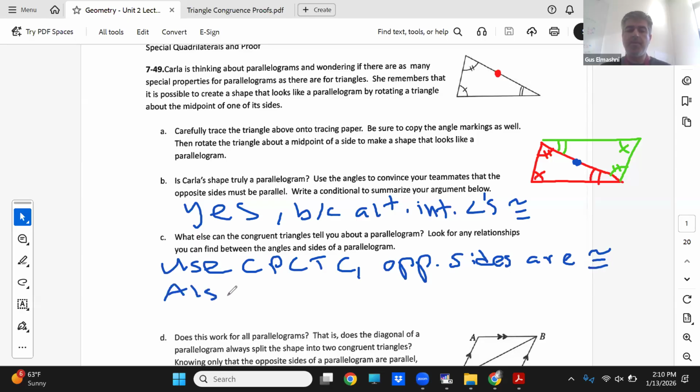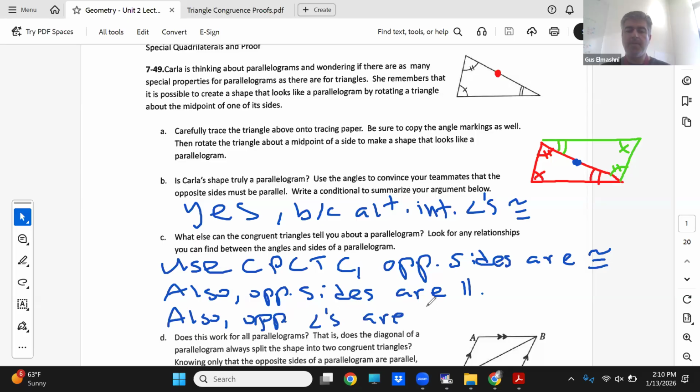Also, the opposite sides are parallel. Also, opposite angles are congruent. When you have all that happening, you have a parallelogram. A parallelogram is simply a four-sided object with two pairs of parallel sides and congruent sides. That's what a parallelogram is.